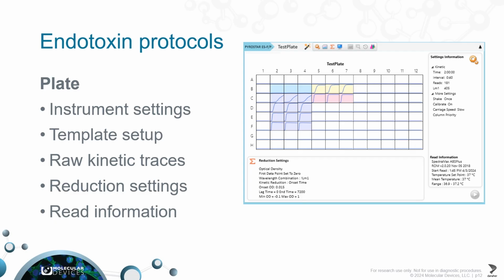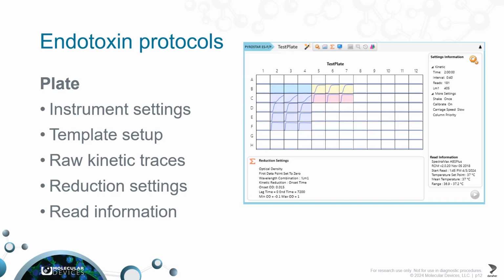At the bottom, the reduction settings are summarized, and on the right-hand side is the read information. That's where the parameters like instrument information are displayed, along with the read date, the time, and temperature, things like that. If for some reason you're finding that your results don't look as expected or questions arise later on, having a record like this could be very useful to compliance.